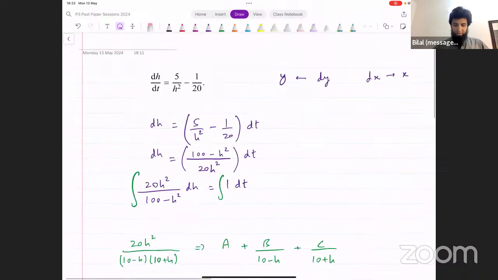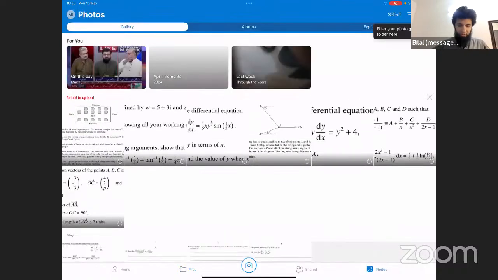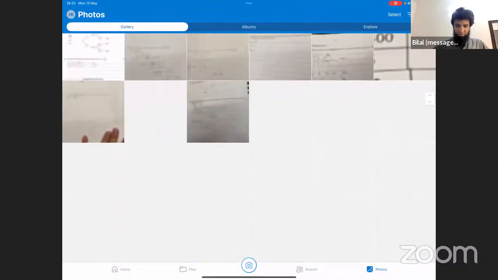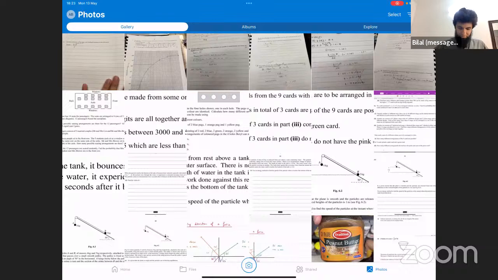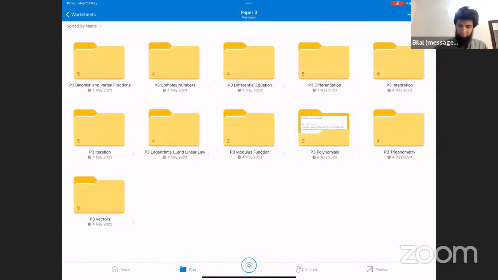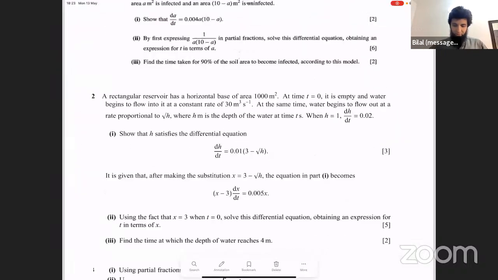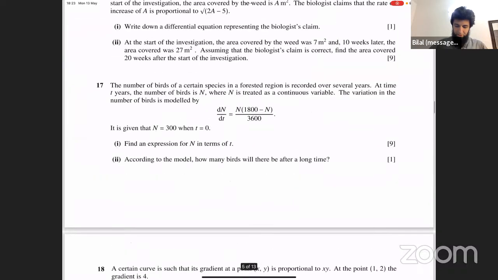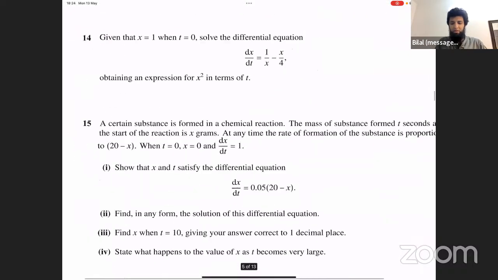So this was one example in this. Let me see if I can find another one like this. Worksheet B3 differential equation. Okay, so we've looked at one such problem already where we had to separate the variables. This works very similar to that, right? In this case as well.